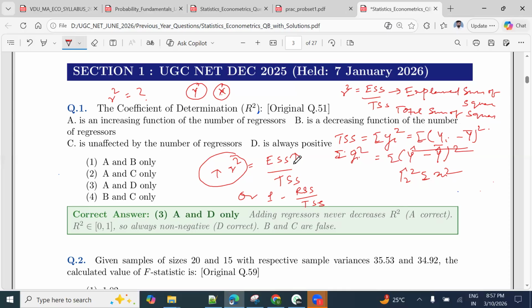If you add more and more independent variables to the regression, then your ESS will increase.